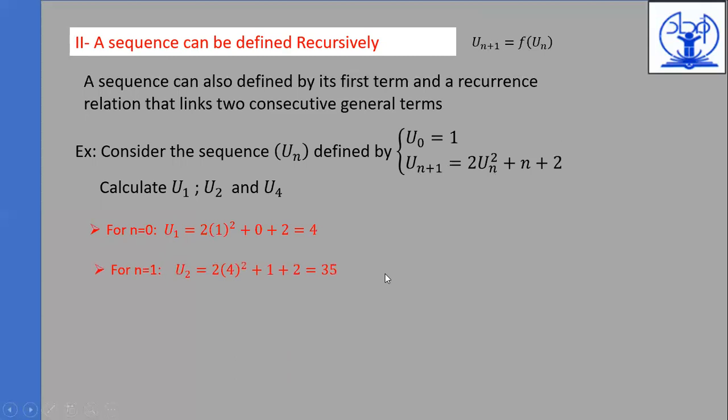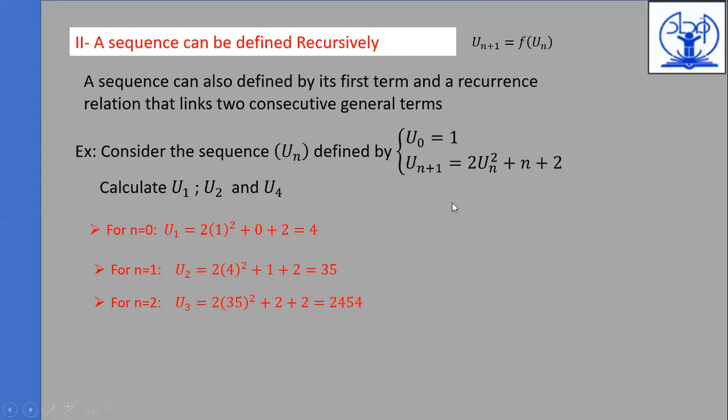To calculate u2, you simply replace n by 1. So u2 will be 2 u1 squared plus 1 plus 2. But u1 is already calculated to be 4. So it's 2 times 4 squared plus 1 plus 2, and that's 35. Now I want you to calculate u4.